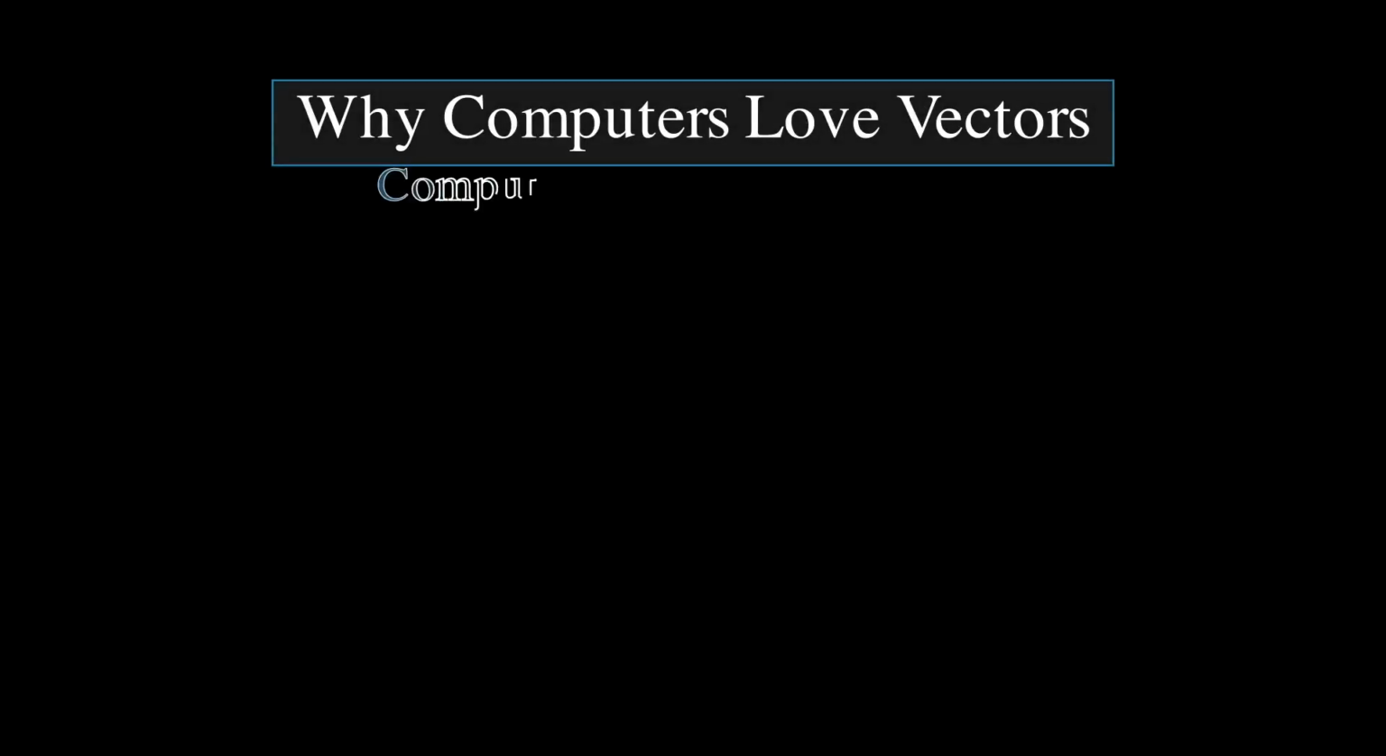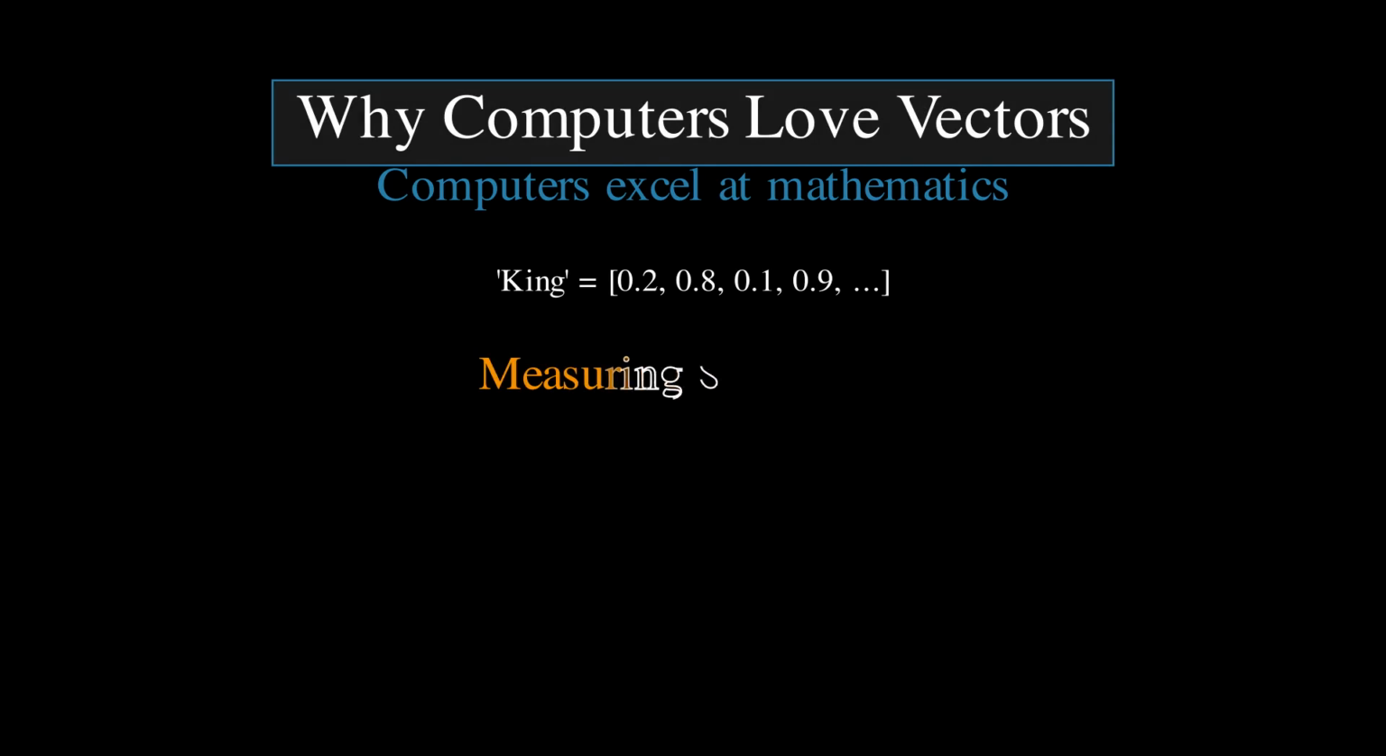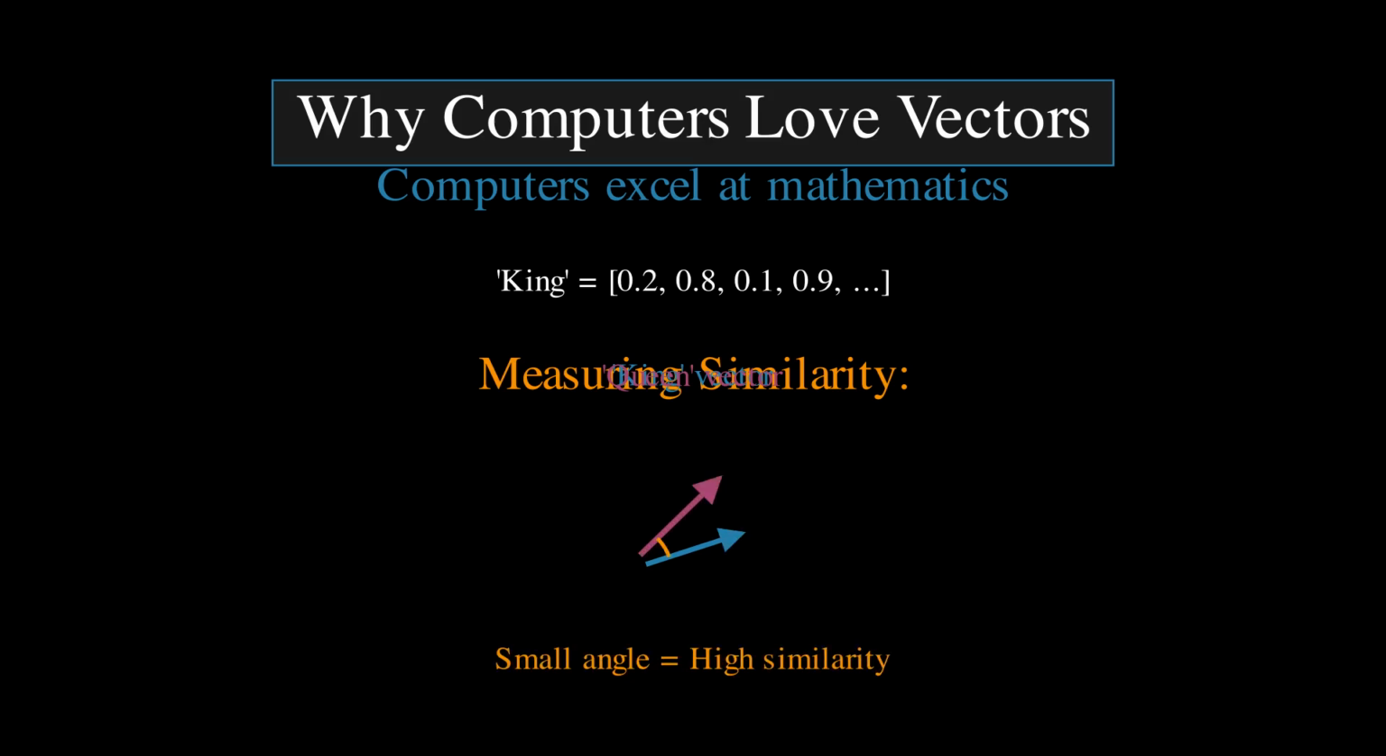Why are computers so good at working with high-dimensional vectors? Because at their core, computers excel at mathematics, and vectors are pure mathematics. When we represent the word king as a vector like 0.2, 0.8, 0.1, 0.9, the computer can perform mathematical operations. It can measure how similar 2 words are by calculating the angle between their vectors. This is called cosine similarity. Words with similar meanings will have vectors pointing in similar directions. This transforms the fuzzy concept of meaning into precise mathematical calculations that computers can process billions of times per second.